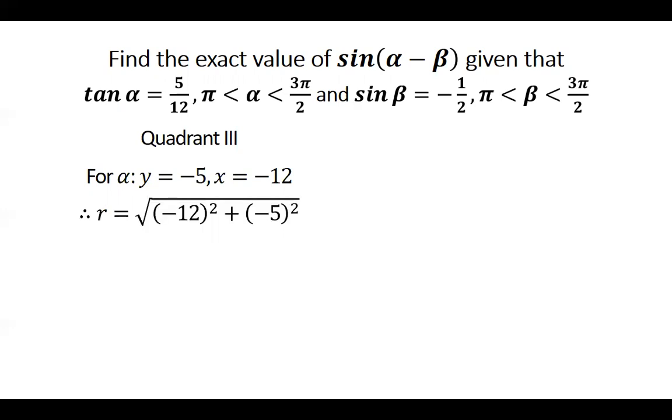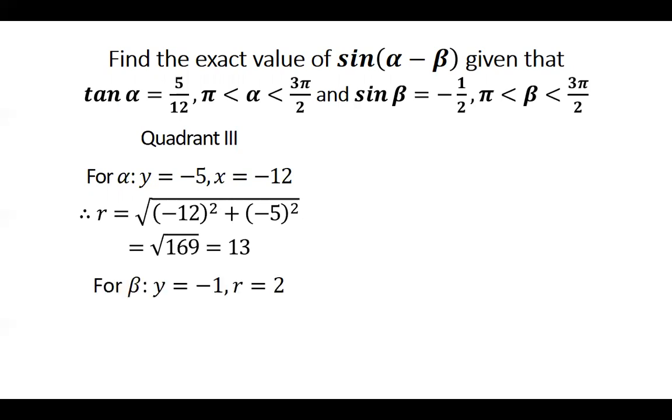We can then find r by using the Pythagorean theorem. So the square root of negative 12 squared plus negative 5 squared gives us the square root of 169, or 13. So now we have the last part of that set of three numbers.